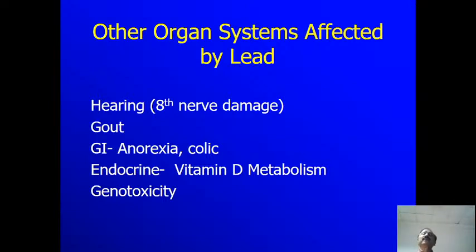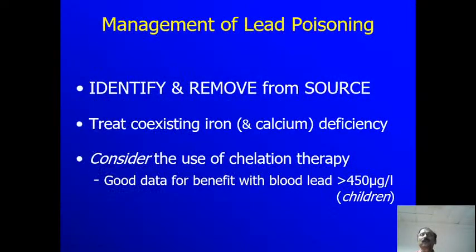In the GI system, you have a patient coming with anorexia, he may have vomiting, pain in the abdomen, colic, and you can also land up with constipation. In the endocrine system, there can be problems, and vitamin D metabolism can be affected, and lead is also known to have genotoxicity. What do you do in a case of lead poisoning?